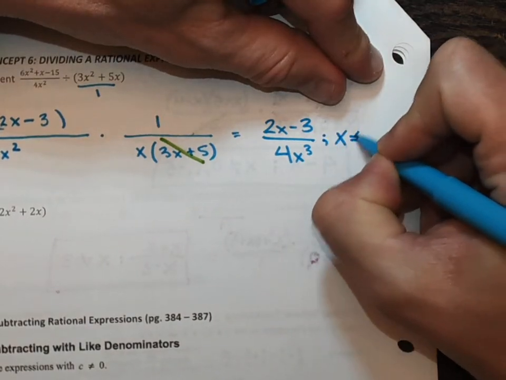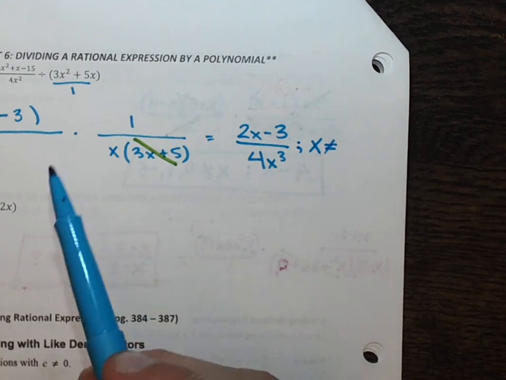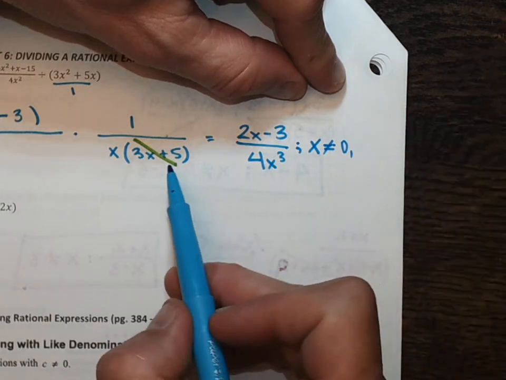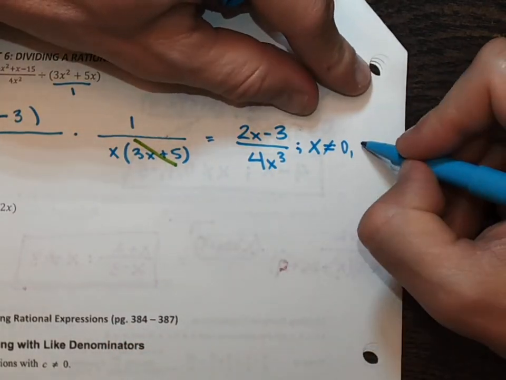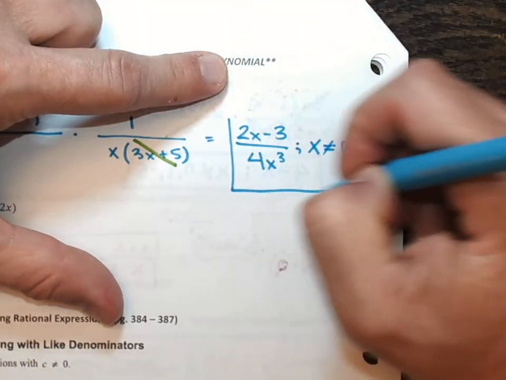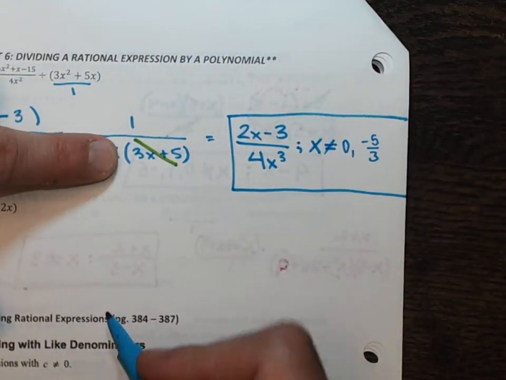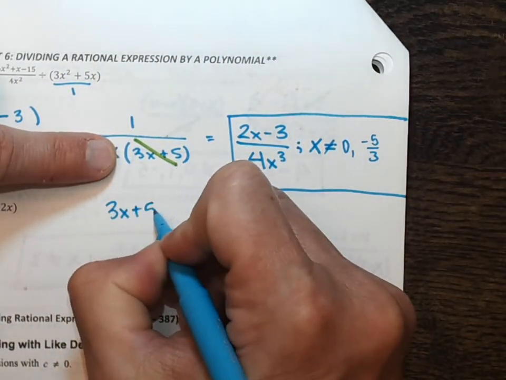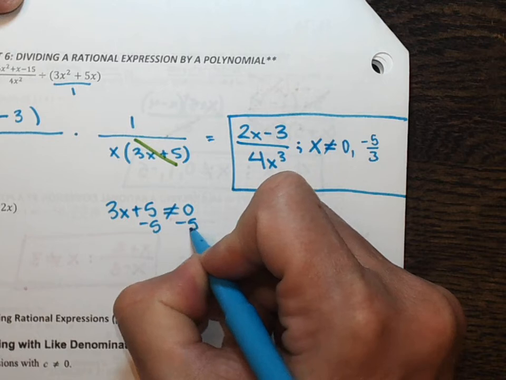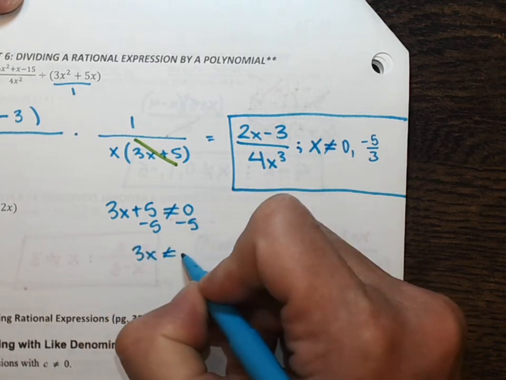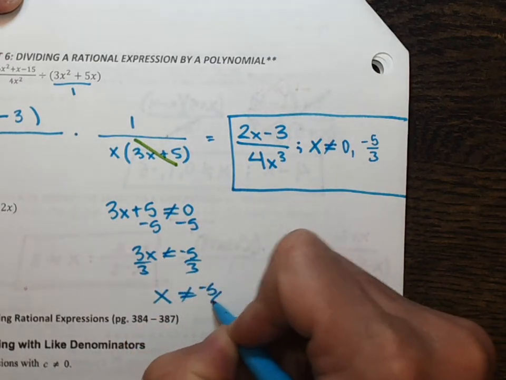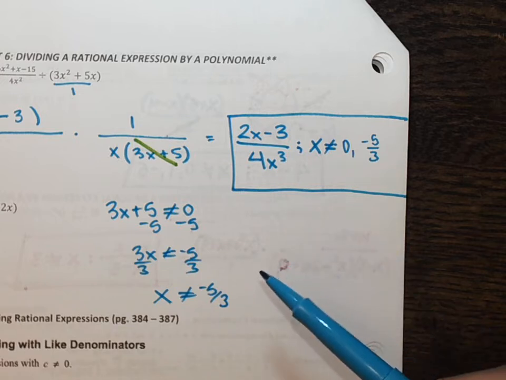What can x not be equal to? Well, it cannot be equal to 0, because that's in your denominator, and it also cannot be equal to negative 5/3. How did I find that, or how do I know that? Well, actually, all I do is I take this 3x plus 5, and I say it cannot be equal to 0. And I subtract that 5 from both sides. I get 3x cannot be negative 5, divided by 3. And x cannot be negative 5/3. Okay, so that's how I get that right there.